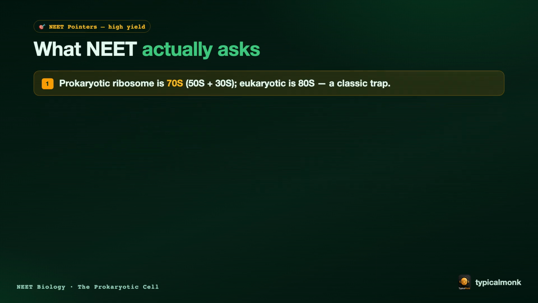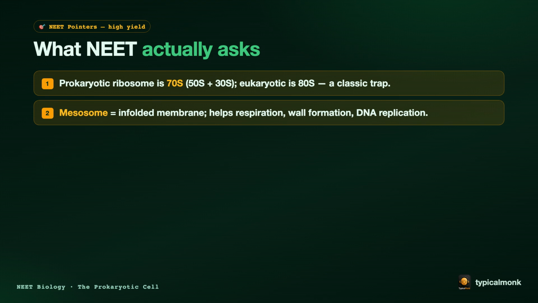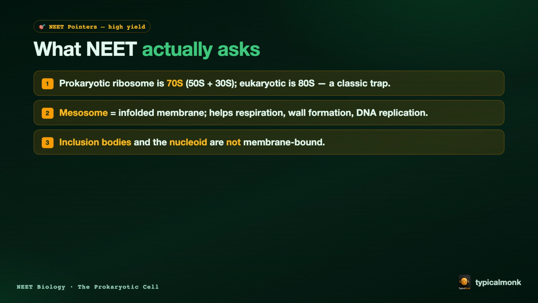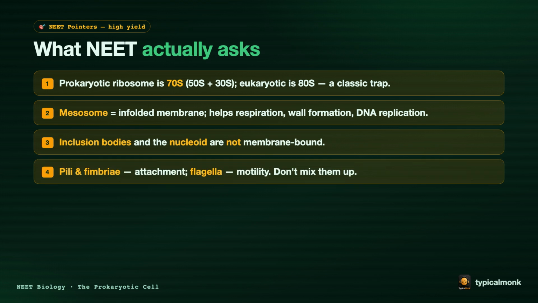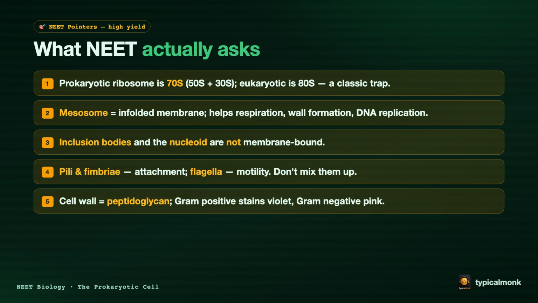Now, the high-yield pointers. The facts that NEET turns into questions. 1. The prokaryotic ribosome is 70S, that is 50S and 30S, while the eukaryotic one is 80S, that is the biggest trap. 2. The mesosome is a folded membrane that helps in respiration, wall formation, and DNA replication. 3. Inclusion bodies and the nucleoid both have no membrane. 4. Pili and fimbriae are for attachment, flagella are for movement. Do not mix them up. 5. The cell wall is made of peptidoglycan. Gram-positive is violet, gram-negative is pink.